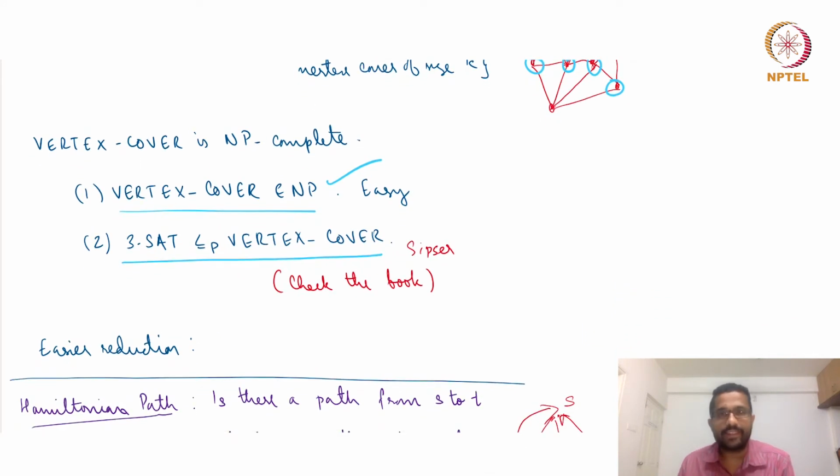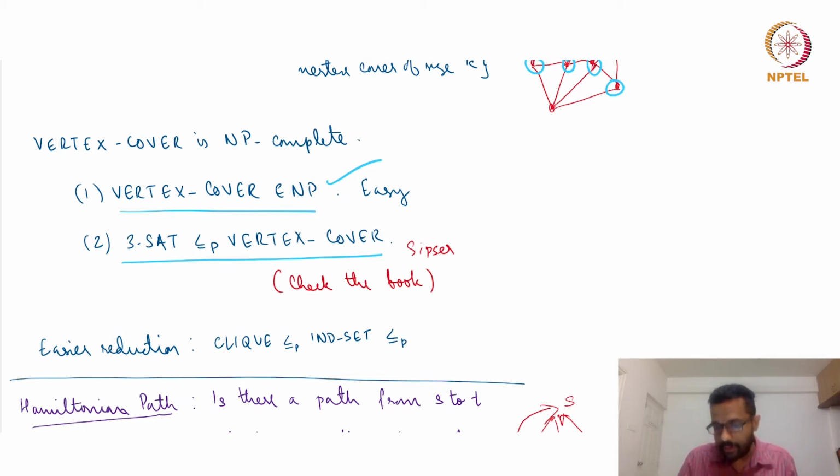I find it simpler. You have already seen CLIQUE is NP complete, right? So instead of 3SAT, we could reduce CLIQUE to vertex cover. So you could reduce CLIQUE to independent set. Independent set is a set of vertices such that no two vertices are adjacent. So it's a kind of the opposite of CLIQUE. CLIQUE is a set of vertices such that any two vertices you take are adjacent. In an independent set, any two vertices you take don't have an edge between them, right?